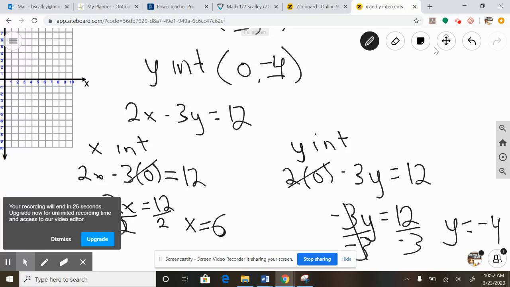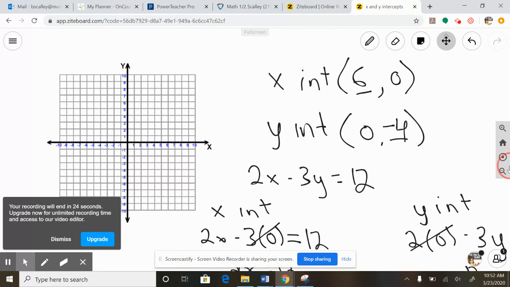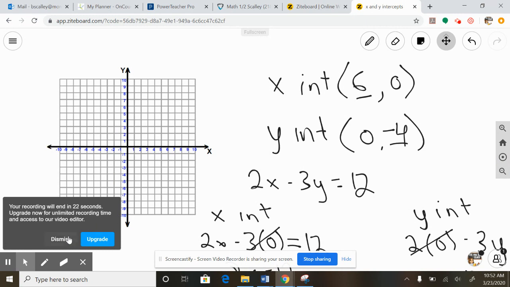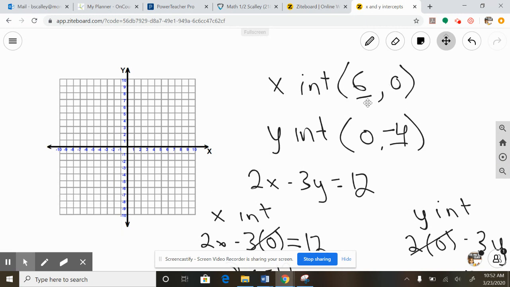So I have my 2 x and y intercepts, and all I would do is make a point at each one. So I have (6, 0), my x-intercept, and I have (0, -4), my y-intercept, and then I would connect them. Oh, kind of missed right there, kind of like that. Again, you would be more precise and make a straight line.